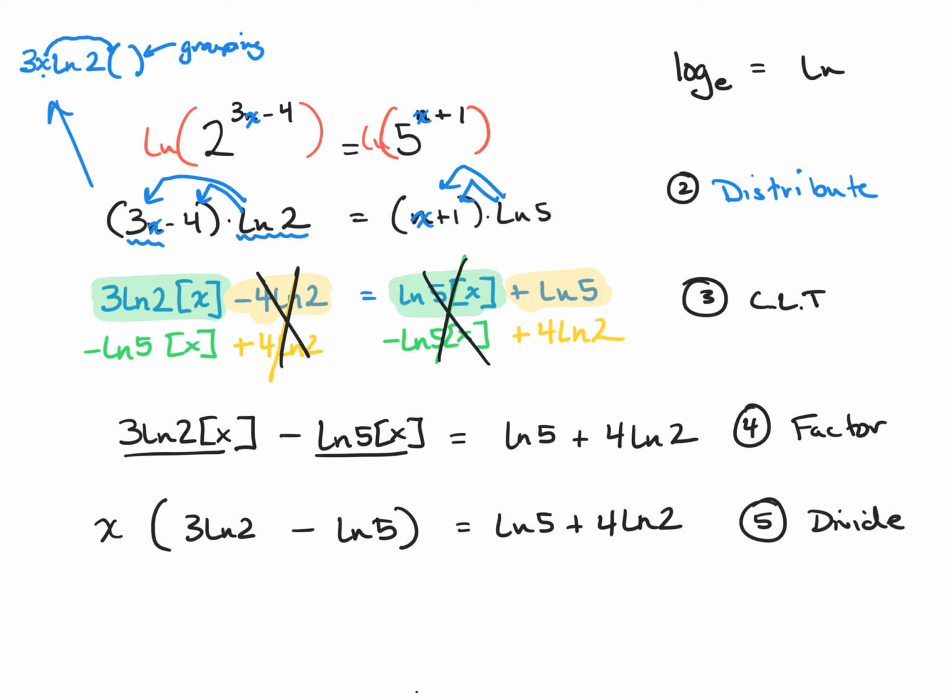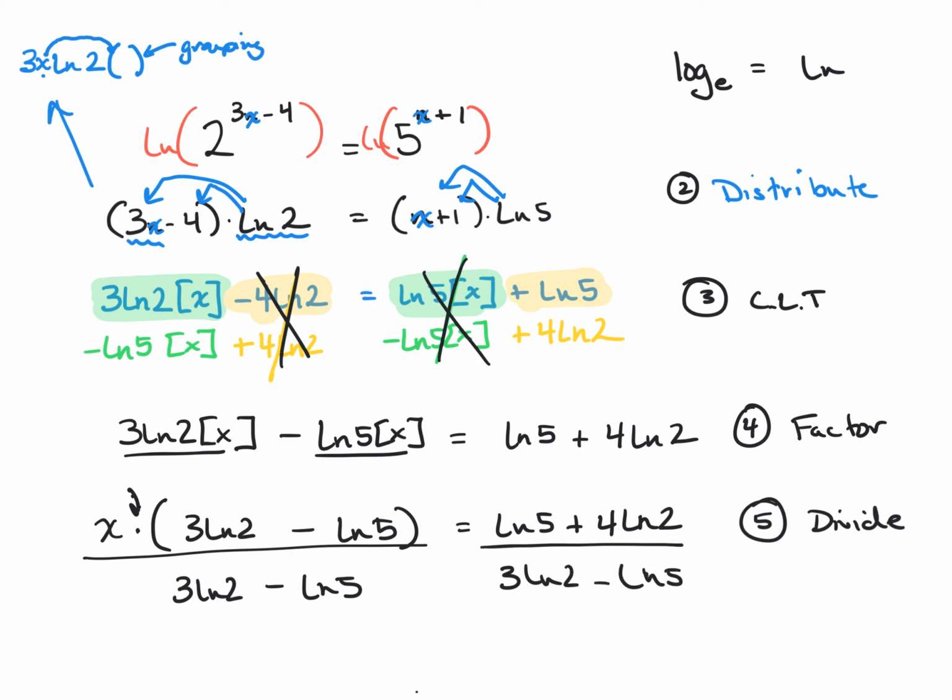So when we talked about literal equations in the past, you have to understand we're just going to break apart the operation. The operation is multiplication, so I must divide this entire side by what leaves x by itself, and that is the quantity of 3 natural log of 2 minus the natural log of 5. And over here, I rewrite this as 3 natural log of 2 minus natural log of 5.